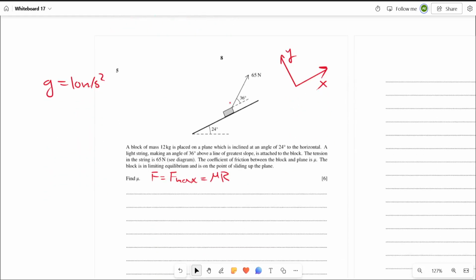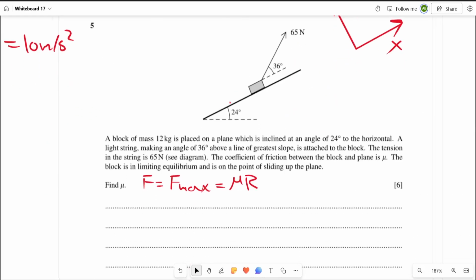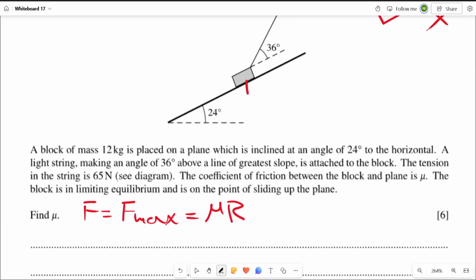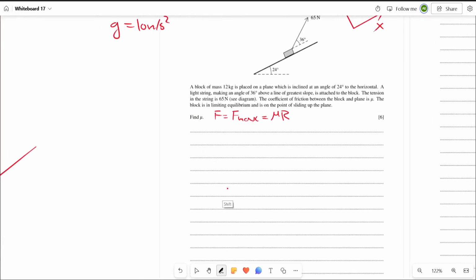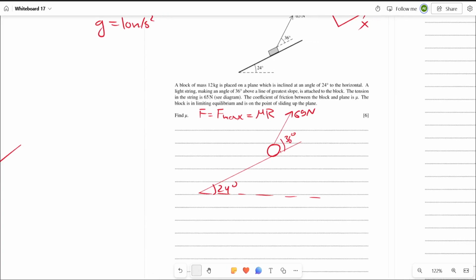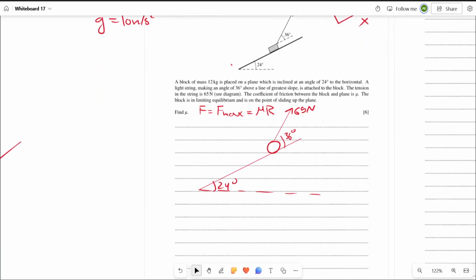The second step is to draw a free body diagram. Actually, let me redraw it over here, I prefer that to have enough space. So very quickly, this is 24 degrees. This is my object. I have this force of 65 newtons and it has an angle of 36 degrees to the plane. Okay, now the second step is to draw a free body diagram.